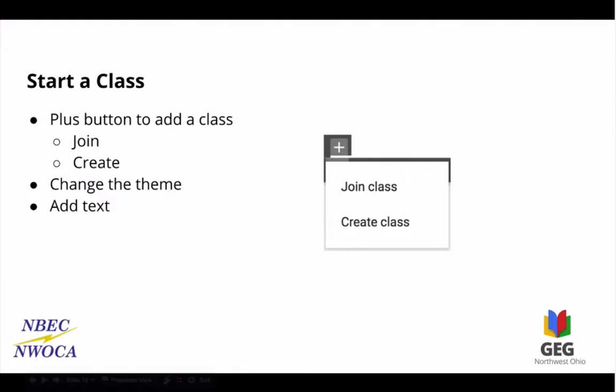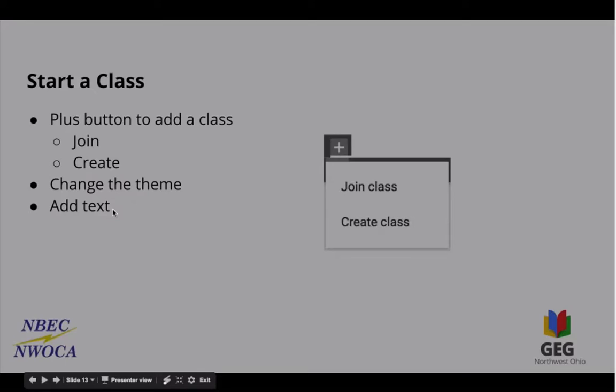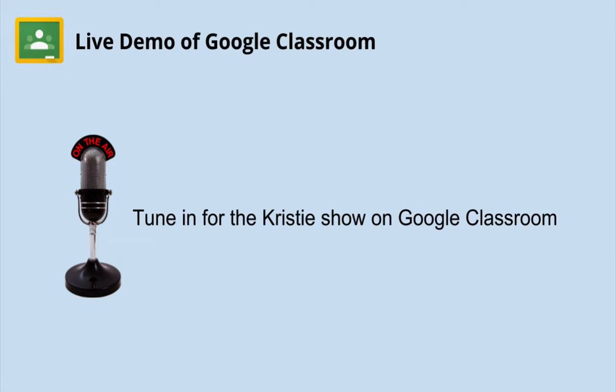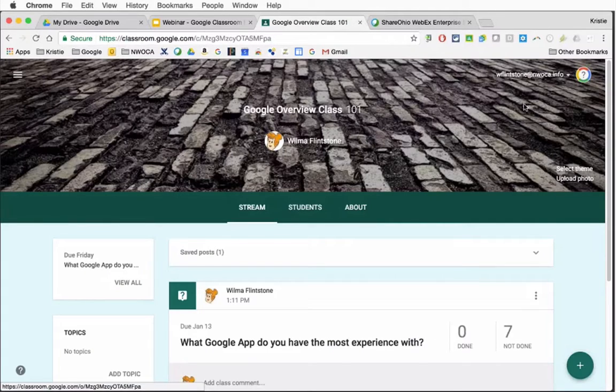Once you get in, of course, you can change the theme and add text and do some different things also. So we're going to go ahead and hop out of this presentation, and we're going to go into Google Classroom, and we're going to be able to see all these neat things that we can do within Google Classroom. So I'm going to hop over to my Classroom class here. And so I am logged in as Wilma Flintstone. She is my test user that I use for all of these webinars. So I see her up at the top corner.